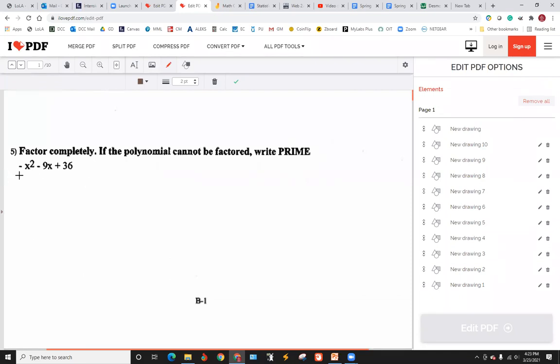Again, this is one where I would factor out the negative sign and then just look for the factors of 36. Because when you factor out the negative, it's going to be x squared plus 9x minus 36. And so you got to just remember there's a negative sign in front. So you factor this, find the factors, and then just leave the negative sign out in front.